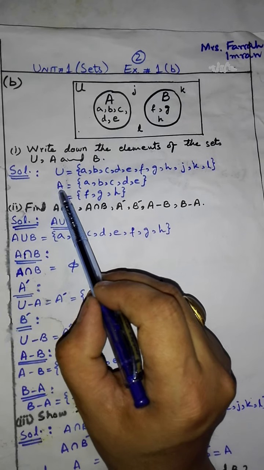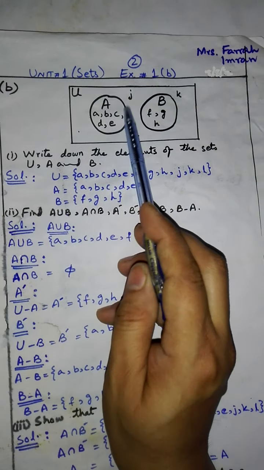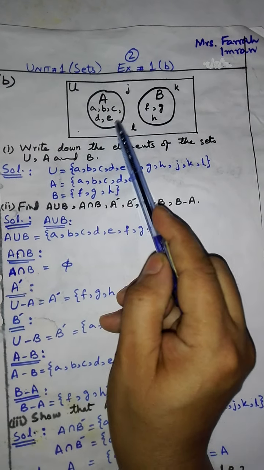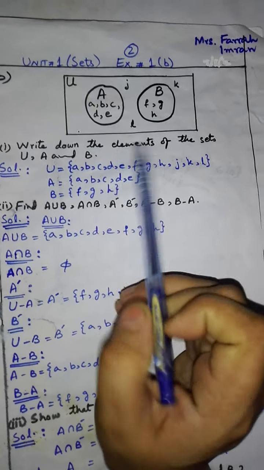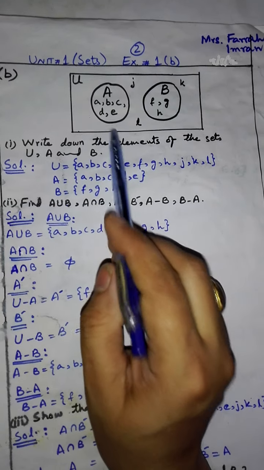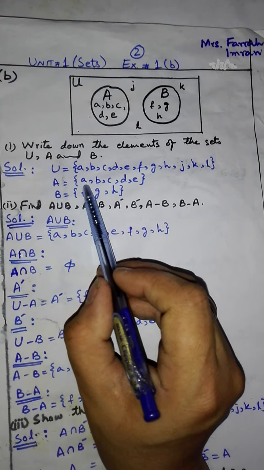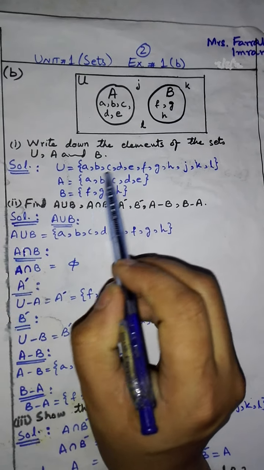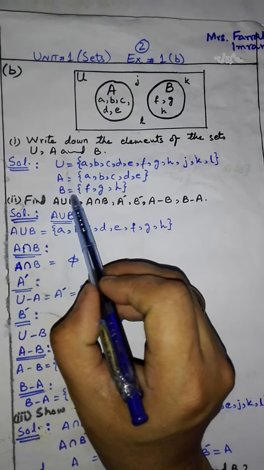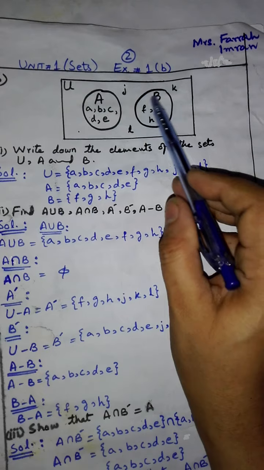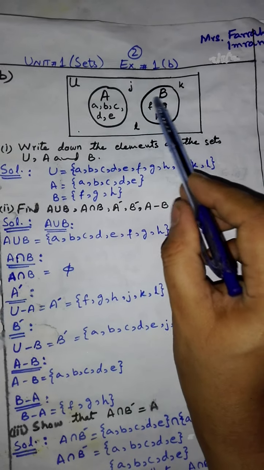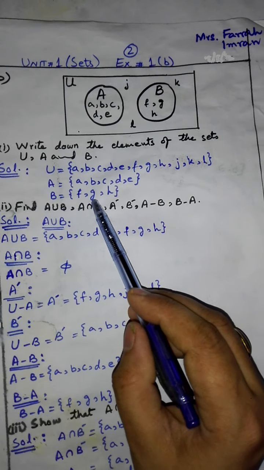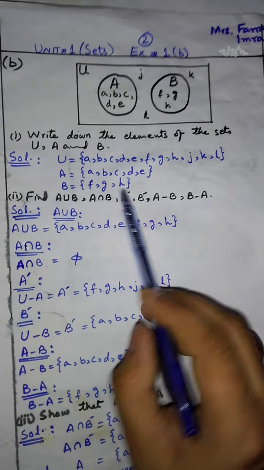Now A set is equal to, this set is represented by A and these elements belong to A. So our answer is, the elements of A are A, B, C, D, E. And B set is equal to, these are the elements of B set. So the elements of B are F, G, H.